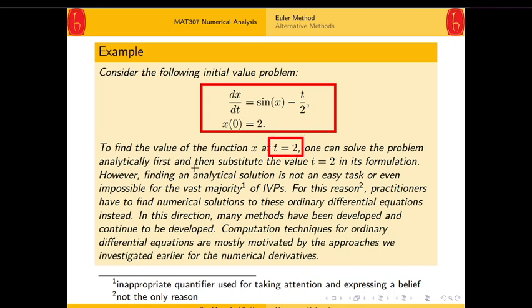However, finding an analytic solution is not an easy task, or even impossible for the vast majority of initial value problems. For this reason, practitioners have to find numerical solutions to these ordinary differential equations instead. So we work with numerical solutions of ordinary differential equations. In this direction, many methods have been developed and continue to be developed. Computation techniques for ODEs are mostly motivated by the approaches we investigated earlier for numerical derivatives.